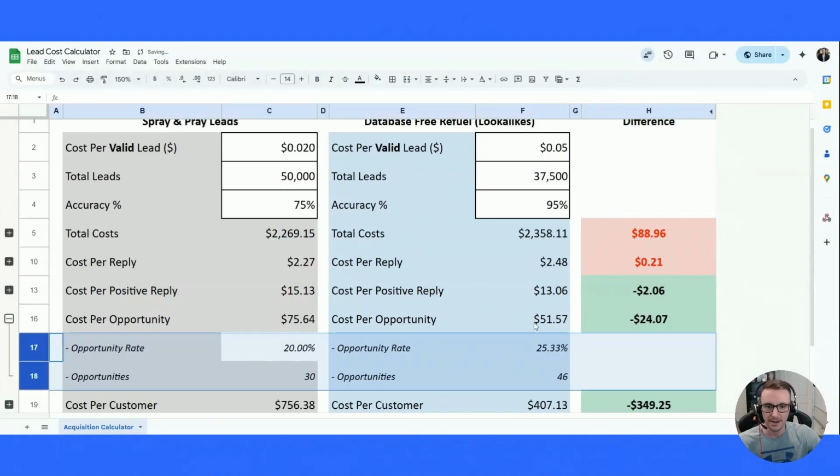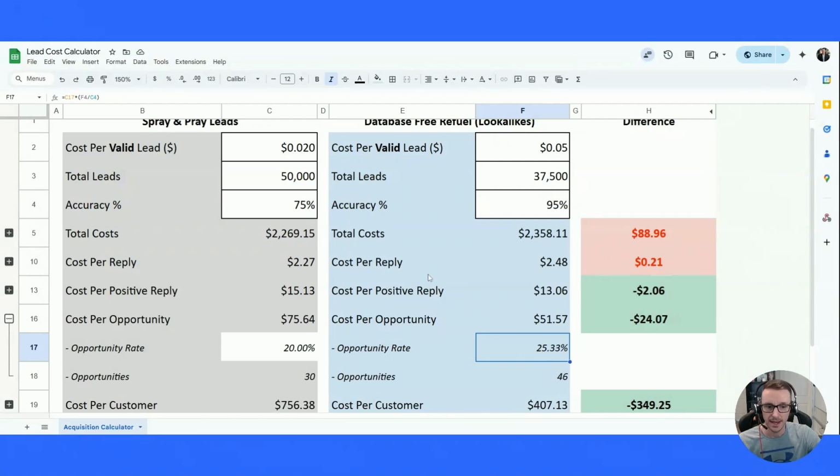Same can be said for opportunities. Because we're targeting opportunities and building lookalike leads around people who are actually wanting to meet with us, we're going to see the same increase in opportunities that we've seen in replies and in positive replies, meaning we can go from 30 opportunities in this scenario to 46, all right?